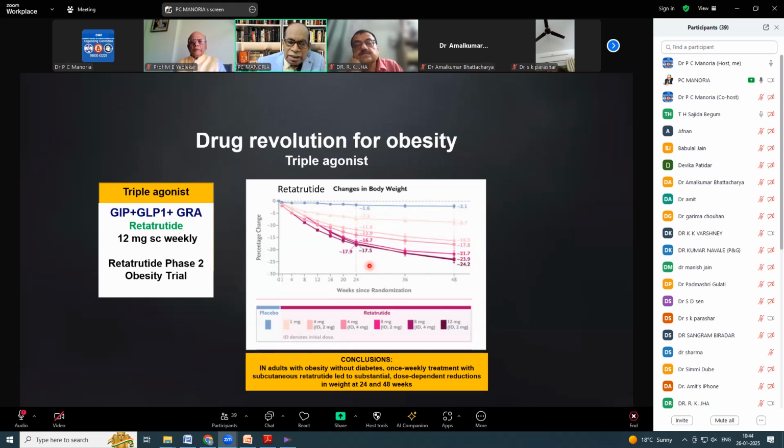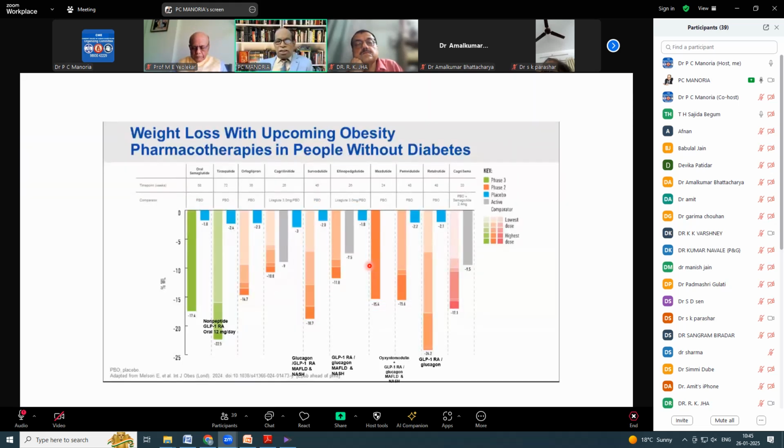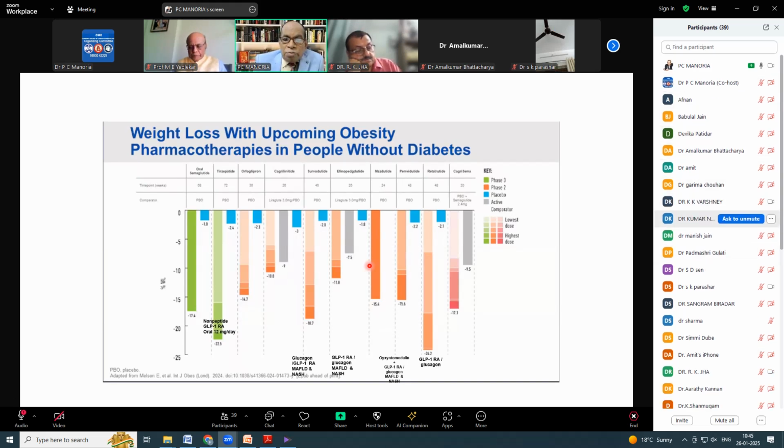So with the current pharmacotherapy, which is going to be available in times to come, we can have massive reduction in weight with these agents. And several other molecules are in the pipeline. So although initially these molecules may be very costly, in times to come, because so many molecules are in the pipeline and because of competition, these drugs will be available at a much lower rate.